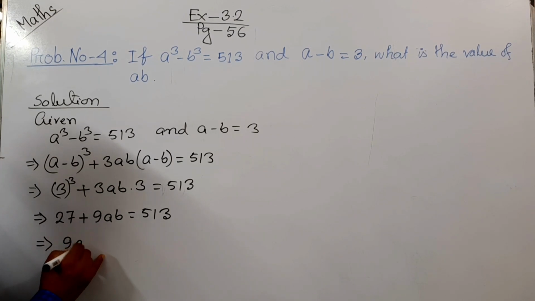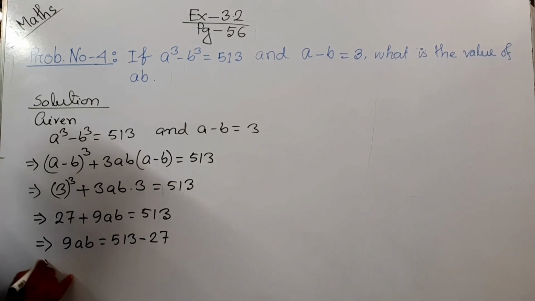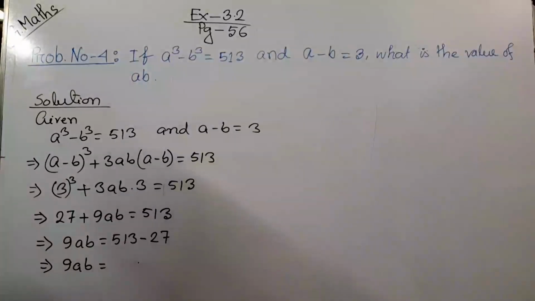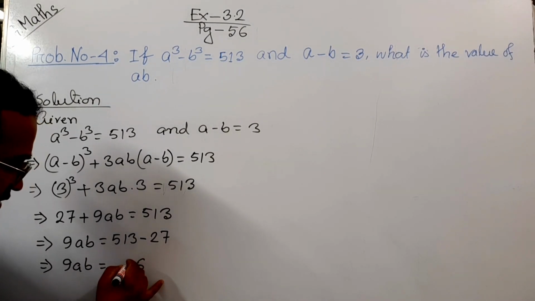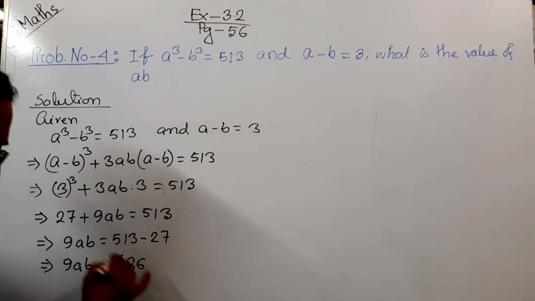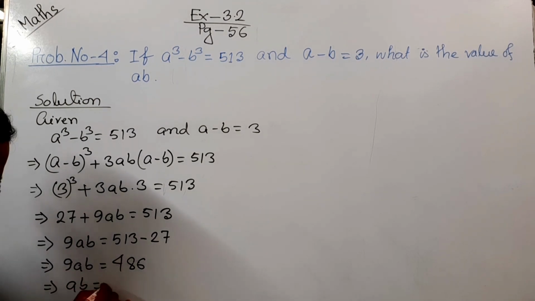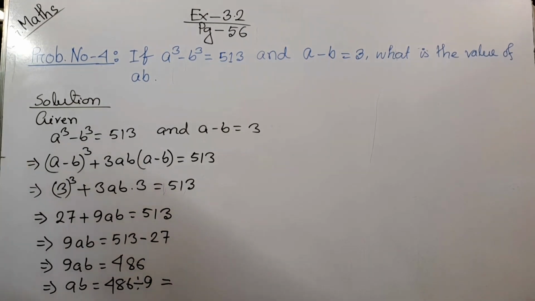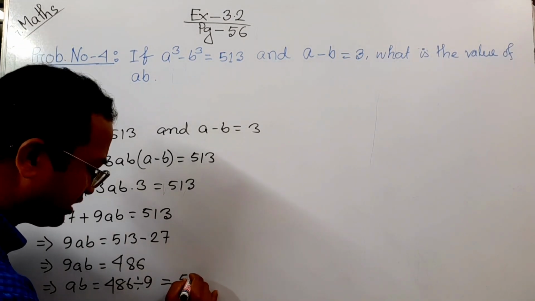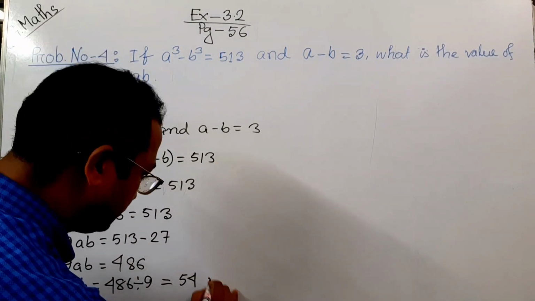So we can write 9ab equal to 513 minus 27. 9ab equal to, look, 513 minus 27, that is 486. Now ab equal to 486 divided by 9. What will it be? 9 5s are 45 and 9 4s are 36, 54. So the value of ab is 54. Answer.